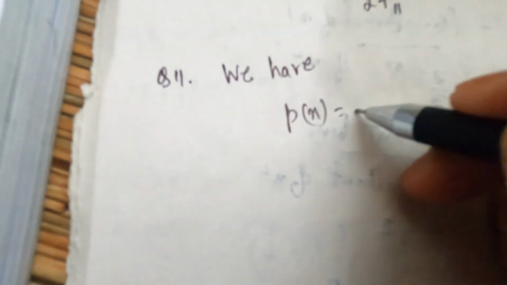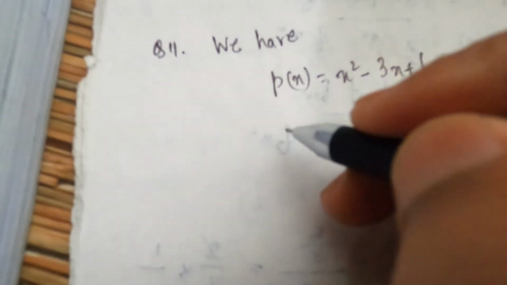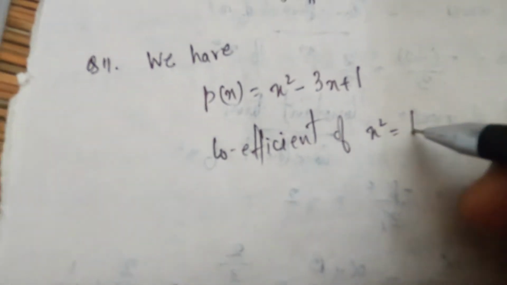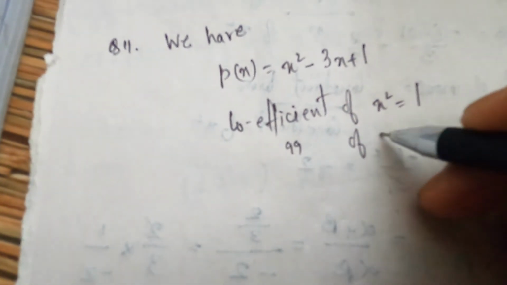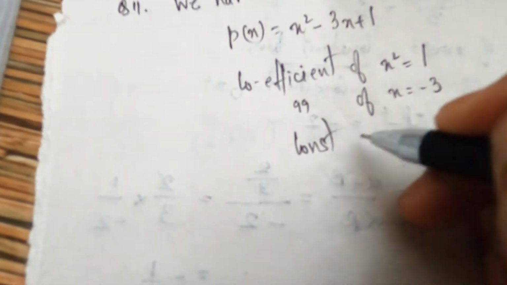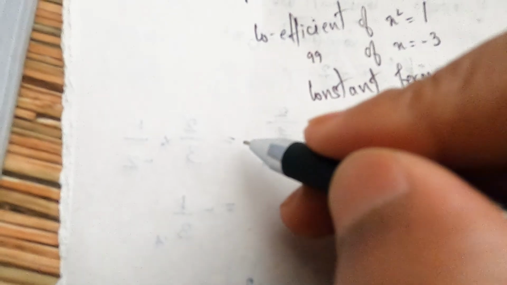So you write, we have p(x), polynomial of x will be x square minus 3x plus 1. All right, so we will write coefficient of x square will be 1, coefficient of x will be minus 3, and constant term will be 1. So let us find the sum of zeros.